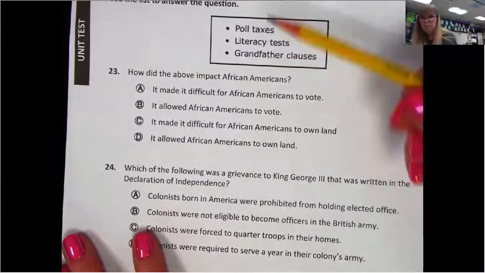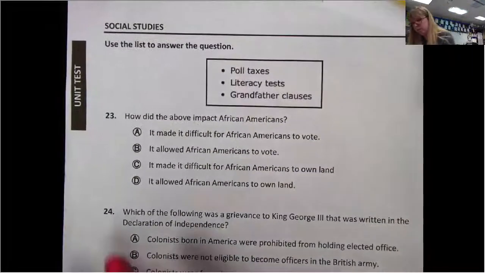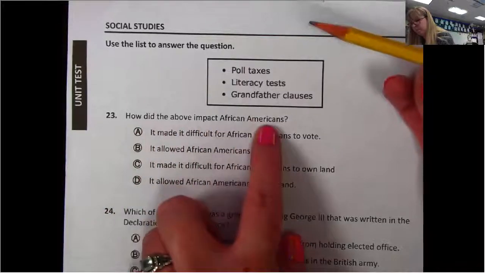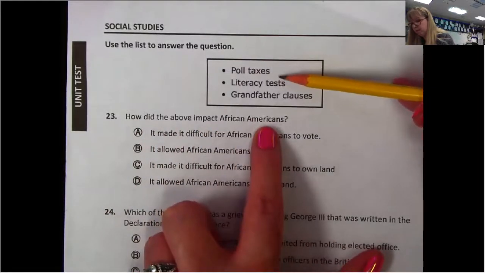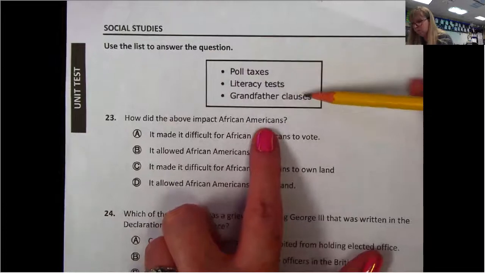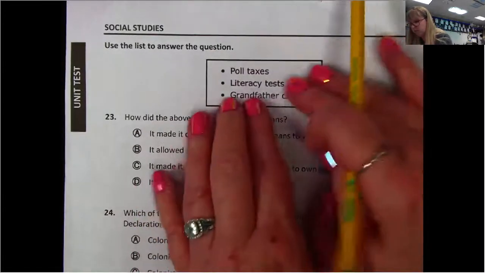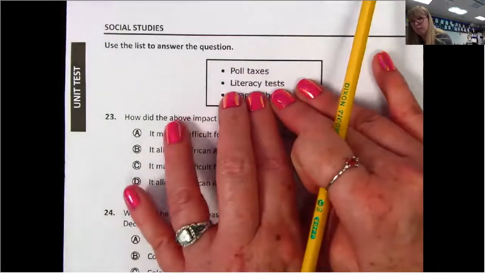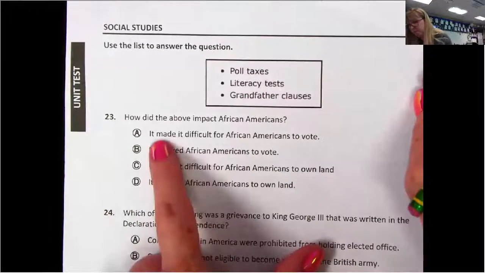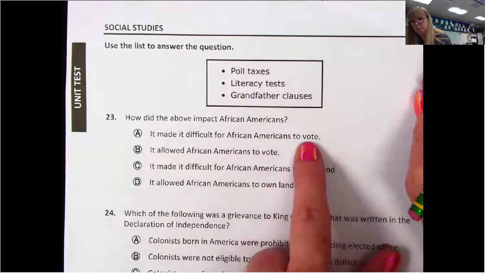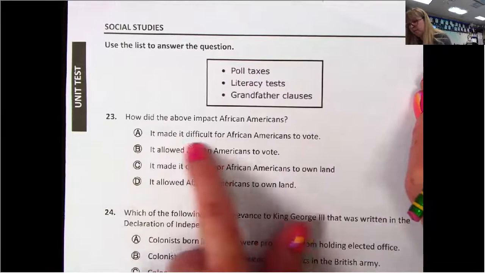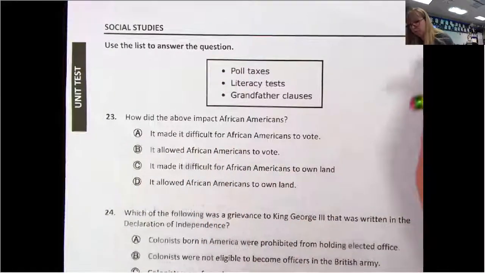All right, almost done, guys. 23. How did the above impact African Americans? Poll taxes and literacy tests we've talked about before. We've not even discussed grandfather clauses, so don't even worry about this one. Poll taxes and literacy tests made it difficult for African Americans to vote. So it's A. Made it difficult for African Americans to vote.